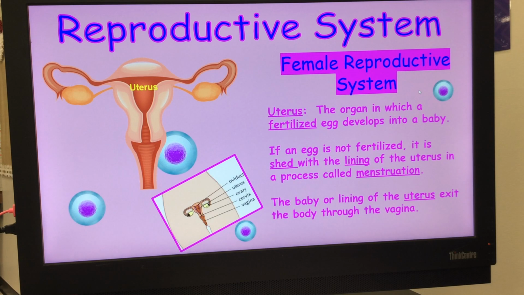The female reproductive system continued. Now, the uterus is the organ in which a fertilized egg develops into a baby. If an egg is not fertilized, it is shed with the lining of the uterus in the process called menstruation. The baby or lining of the uterus exits the body through the vagina.